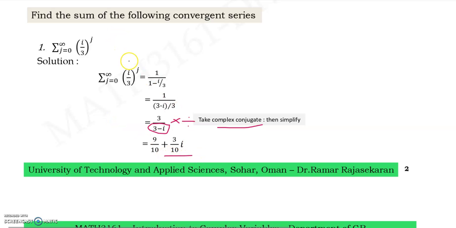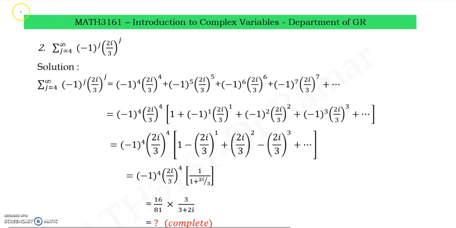Okay, that's it. Now we'll see another question. What is the second question? Sigma j equal to 4 to infinity, minus 1 power j, 2i divided by 3 whole power j. Okay. Now first here we substitute j equal to 4 in the given term, then j equal to 5, and we will expand. Now you see here, the first value of j is 4, so you put here minus 1 power 4, 2i by 3 power 4. Similarly you put j equal to 5, 6, 7, etc.